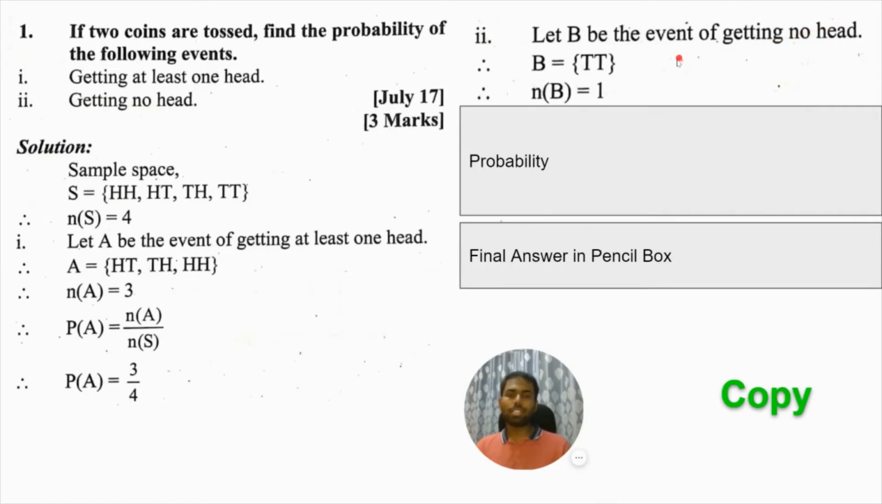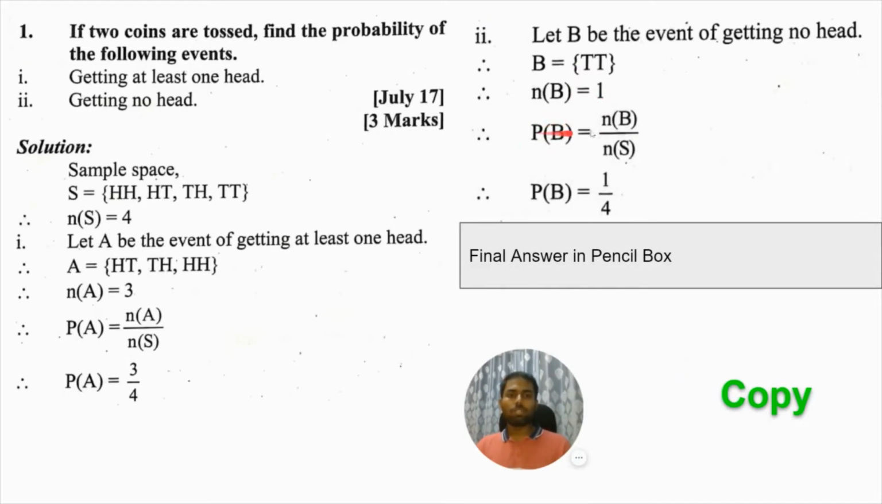No head means only tails should come. So B will be tails. So number of elements in B is 1. Okay, then again use the formula. Probability of B is equal to number of elements in B divided by number of elements in S. So after substitution you get 1 divided by 4. Okay, so that's your probability.